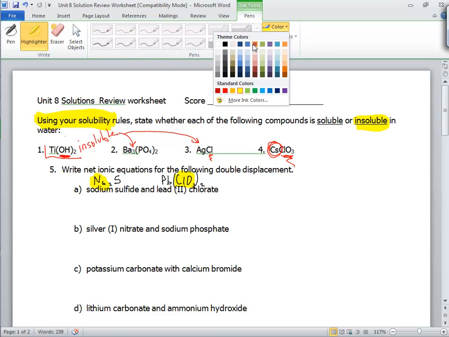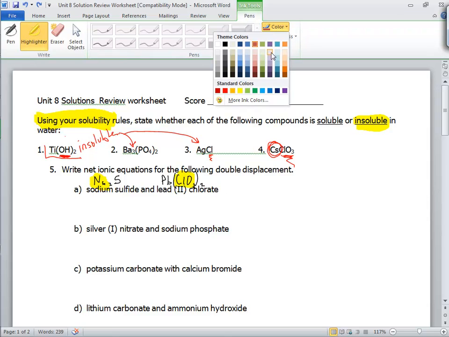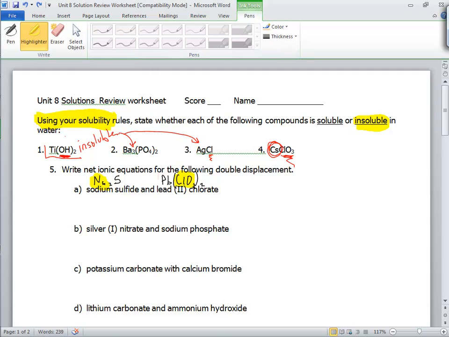Now, let's look at, oh, that's so dark we can't hardly see it. Let's undo that and find a different color. Let's look at this cation and this anion, lead and sulfur. And let's look at the rule. And there's a rule about sulfide. It says sulfides are not generally soluble unless they're with an alkali metal or ammonium. The product, lead sulfide, is going to be insoluble. It's going to form a precipitate.